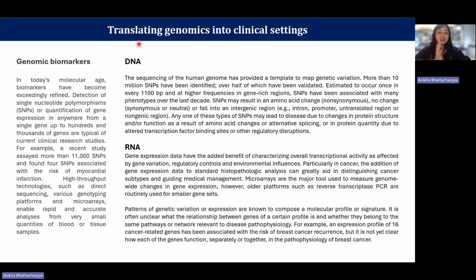Any one of these types of SNPs might lead to some disease due to changes in protein structure and/or function as a result of amino acid changes or alternative splicing, or in protein quantity due to altered transcription factor binding sites or other regulatory disruptions. Second is RNA.